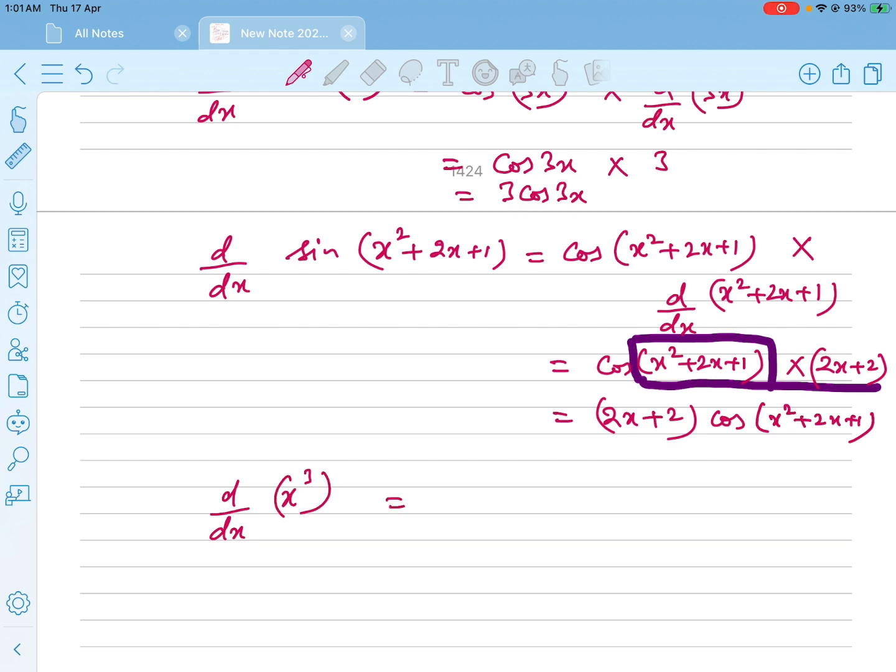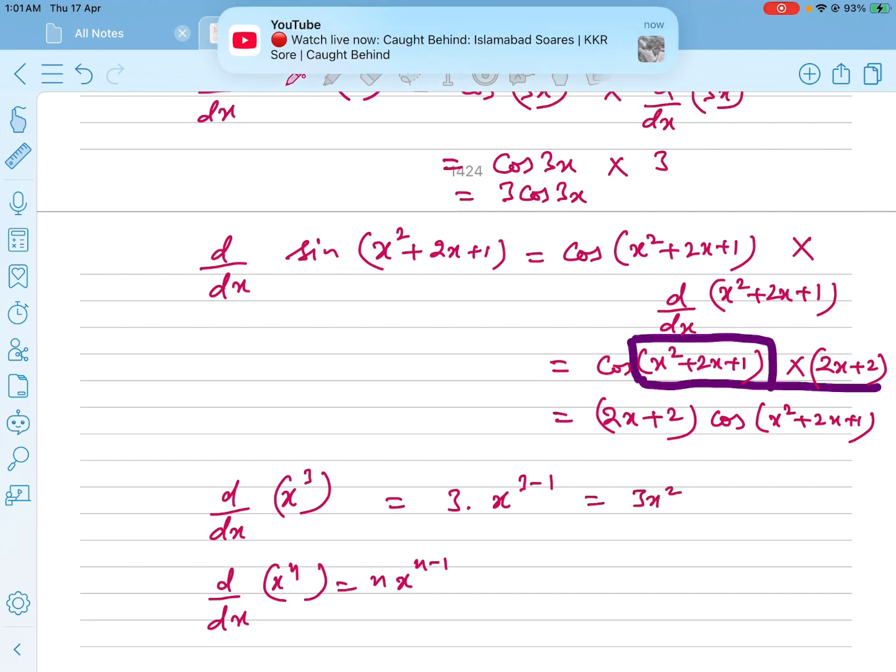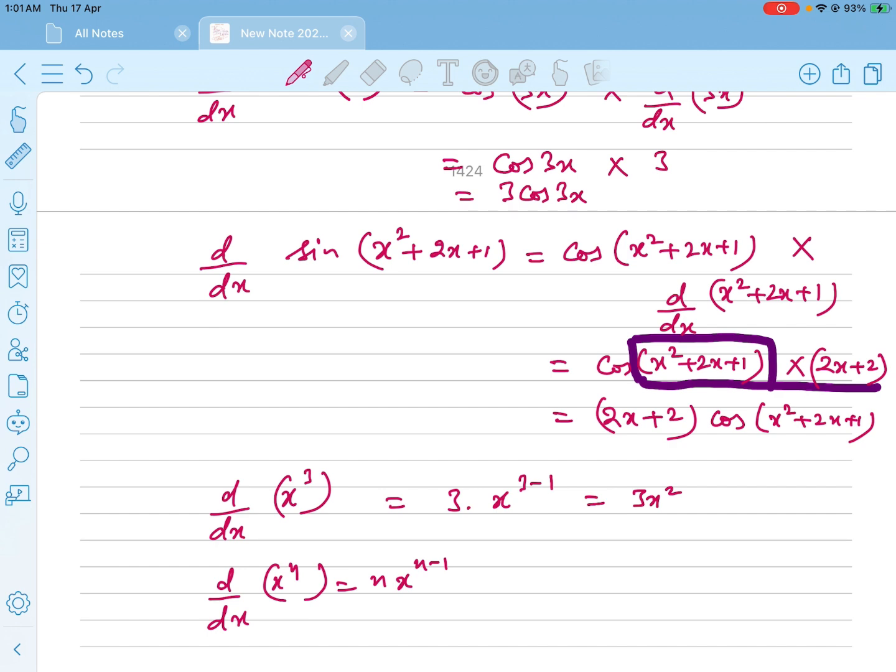Now we know the formula. The general formula says that derivative of x to the power n is n times x to the power n minus 1, right? Here in this question, n is 3. So 3 times x to the power 3 minus 1. So this gives me 3x squared. Okay.